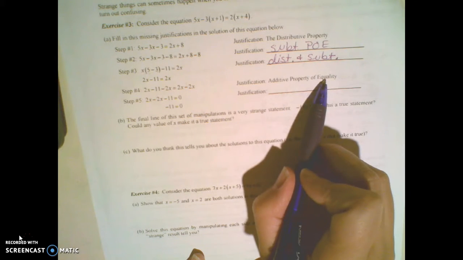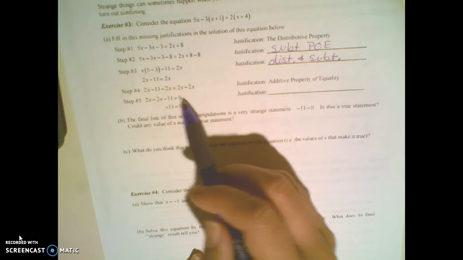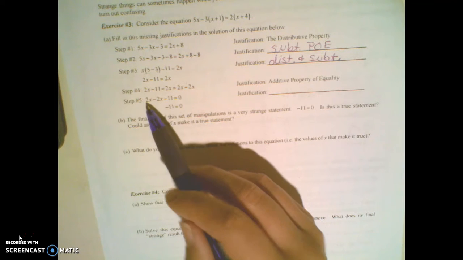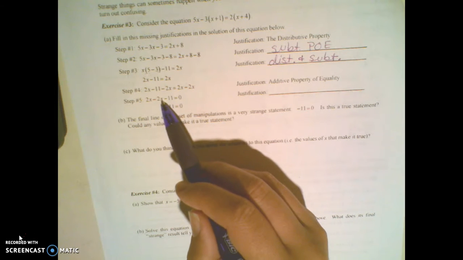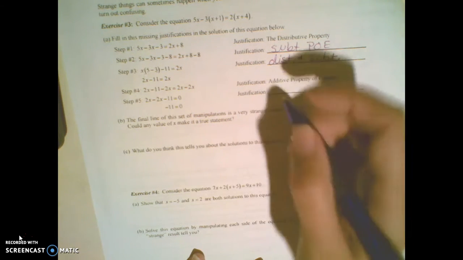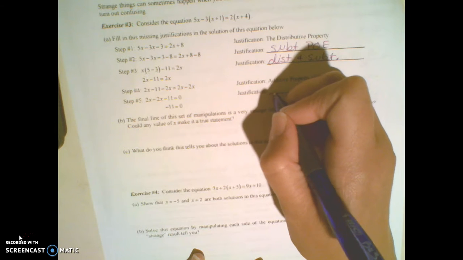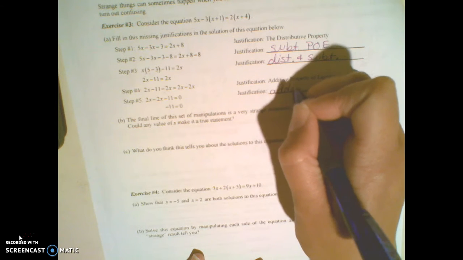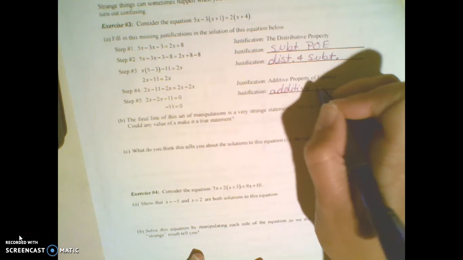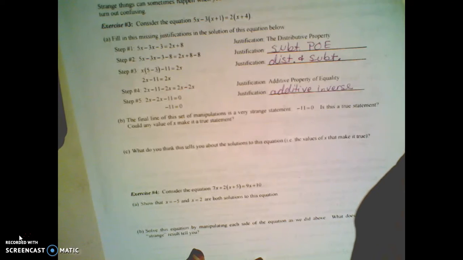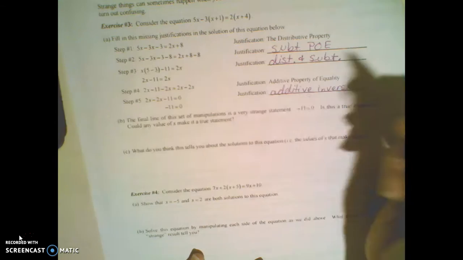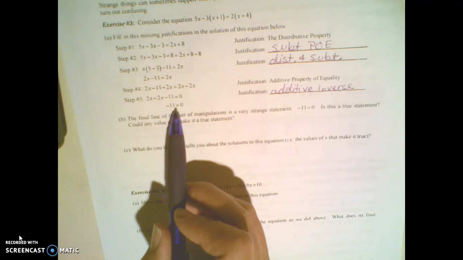They're telling us that that's the additive property. They're adding things to both sides. And then here, when we do 2x minus 2x, that's like 2x plus -2x. It's the additive inverse. Okay, so that's the additive inverse, and then we end up with -11 equals 0.